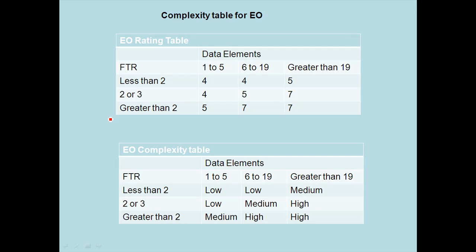So the complexity table of EO is as follows, again the same as EI. It depends again on FTR and DETs. What I've done is that for the same report, I have again made it simple and complex in the below table, so that it becomes easy to understand.